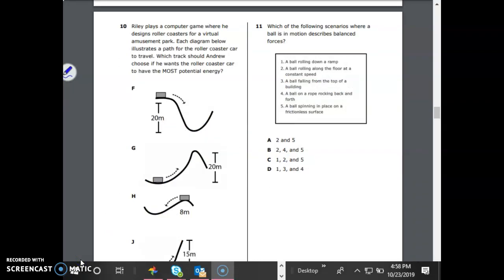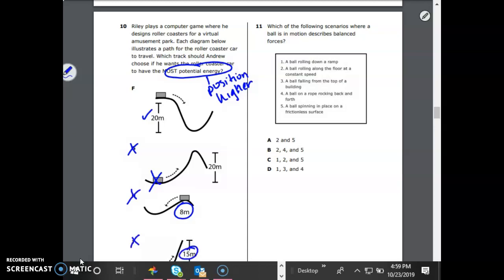All right, number 10, Riley plays a computer game where he designs roller coasters for a virtual amusement park. Each diagram below illustrates the path of the roller car to travel. Which track should Andrew choose if he wants the roller car to have the most potential energy? That comes from position. And we know that the higher an object is, the greater its potential energy. So clearly F is 20 meters up. G starts low, so that wouldn't even go anywhere. H only has a height of 8 meters. And J only has a height of 15 meters. So the only answer that is correct is F.